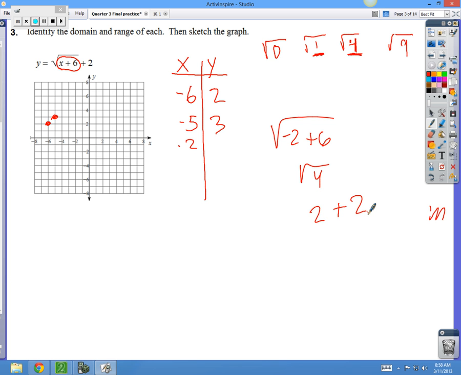So where are we? We are at 4. So go negative 2, up 4. You got a dot right there.